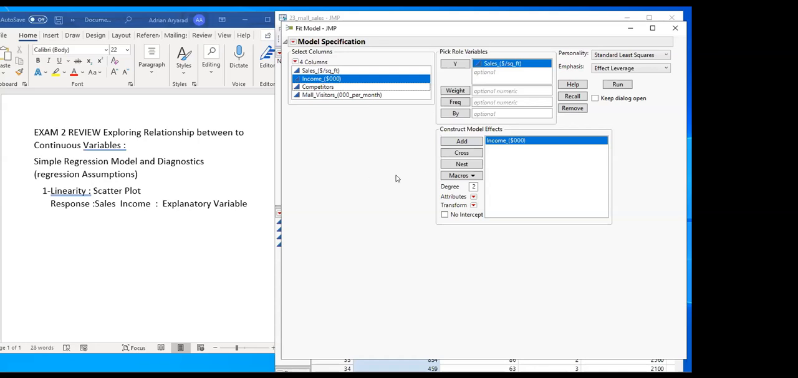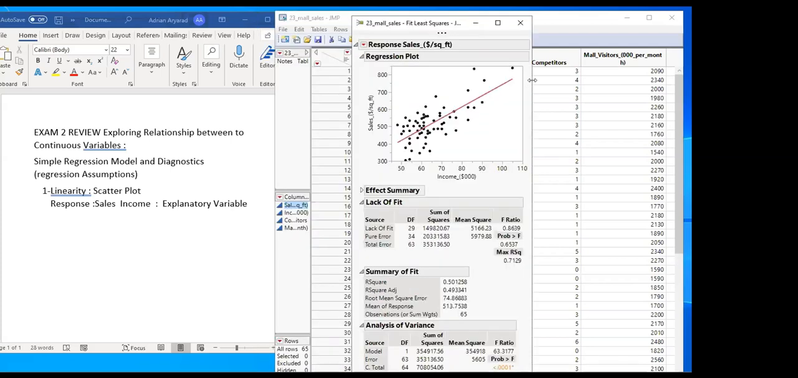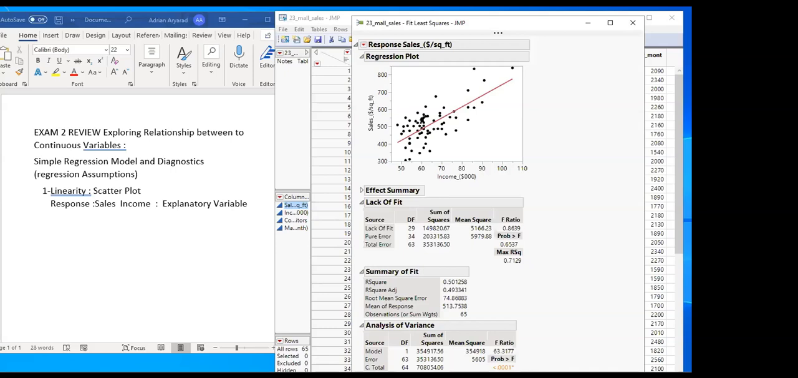And so we want to create a scatter plot. Let's do a minimal report first. Standard least squares is the regression model that we're using. Click run. Look, this is the same as what you had in Fit Y by X. You have the scatter plot, with the values of income versus sales. You have the regression line. What else do we have? We have the R square, the adjusted R square, and the standard error, 74.8.